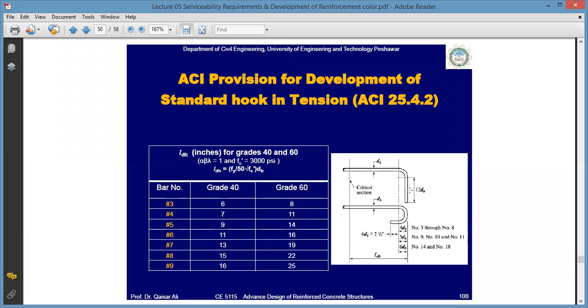Here is some hook. This is a 90 degree hook, and here is a 180 degree hook, and everything is mentioned here. This is the dia bar. Hook length should be equal to 12 times dia bar for 90, and for bar number 3 to number 8 it should be 4 times dia bar. For bar number 9, 10, and 11 it should be 5 times dia bar, and for bar 14 up to 18 it should be 6 times dia bar. I mean this length. But the minimum value is 2.5 inch for this part.